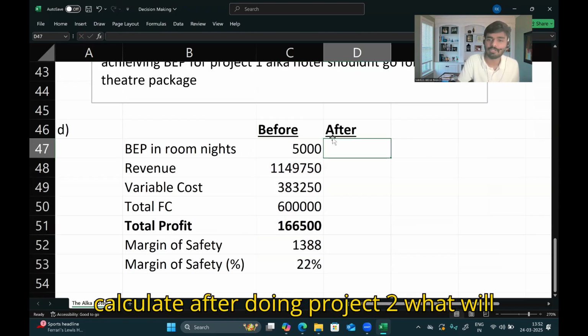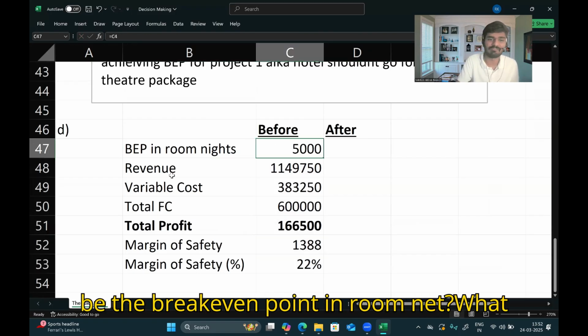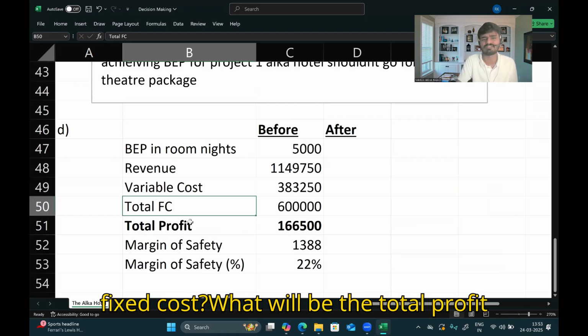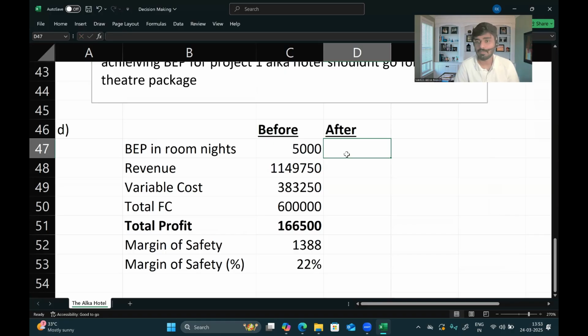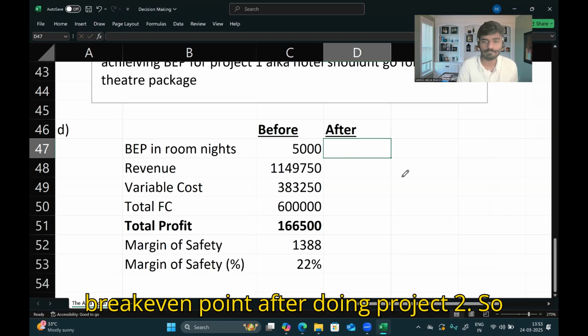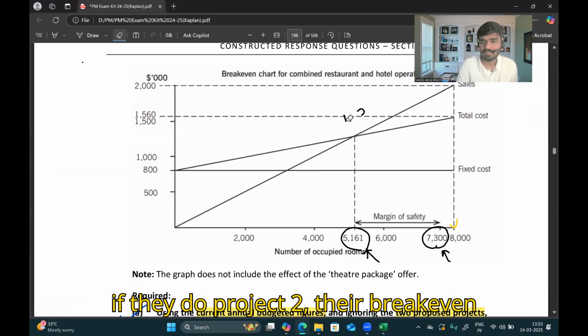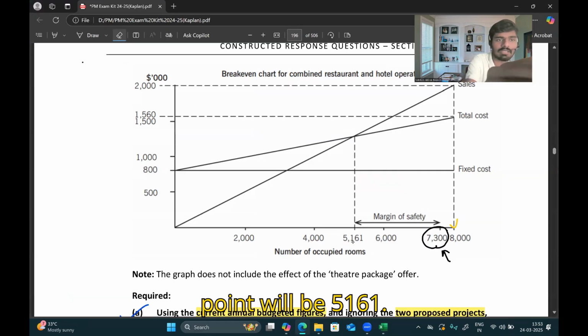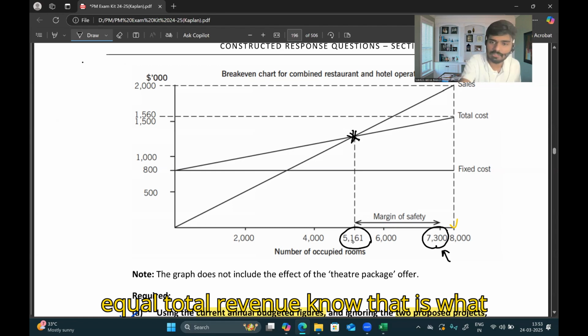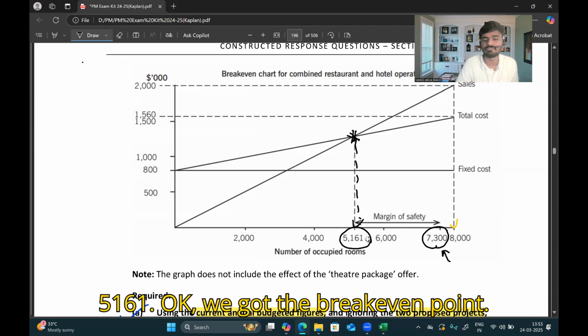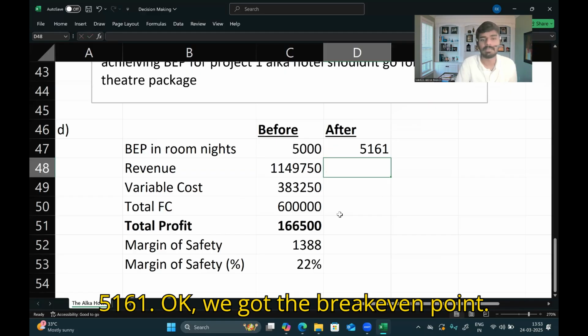So we must calculate, after doing project 2, what will be the break-even point in room nights, what will be the revenue, what will be the variable cost, what will be the total fixed cost, what will be the total profit, etc. So if they do project 2, their break-even point will be 5,161. This is the point where total cost equals total revenue. That is what the break-even point is. Okay, we got the break-even point.